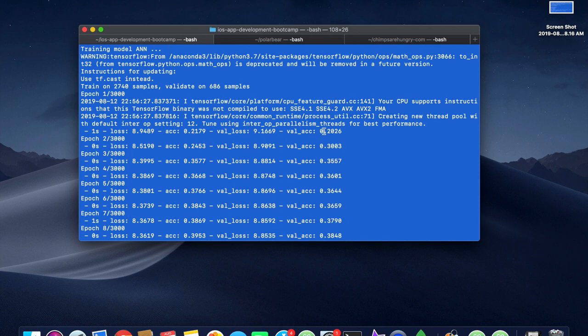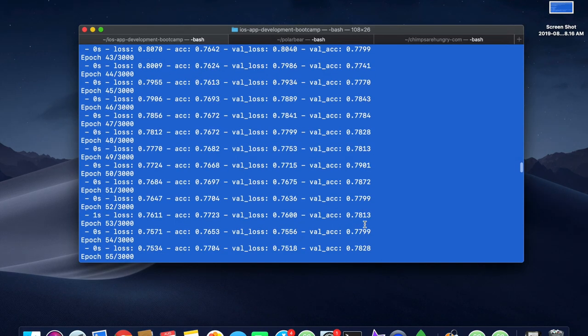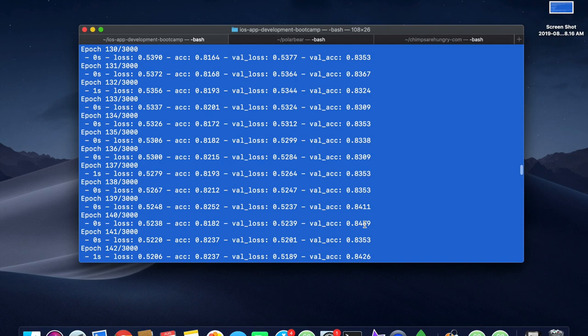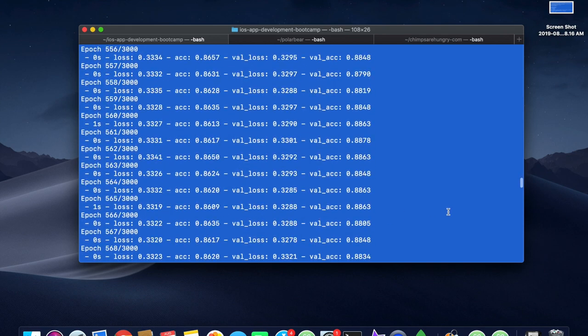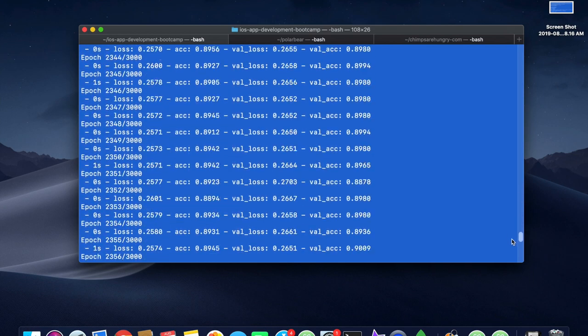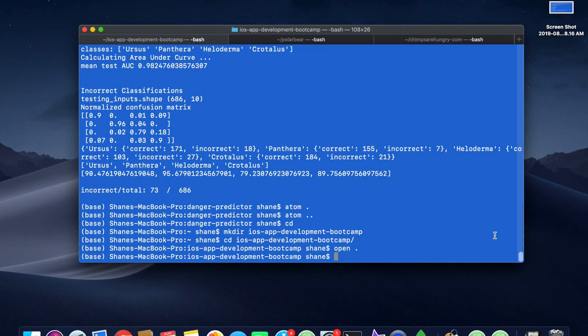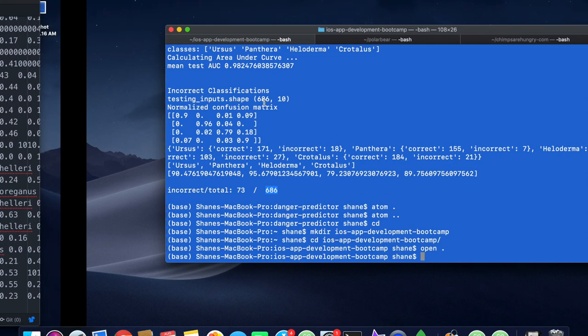Training started. Validation accuracy slowly increased. 60. Oh my gosh, 70, 80. After just 100 epochs, it is way up there. And then it plateaus, stuck at 88, 89 most of the time. It hits 90 once in a while. Incorrect: 73 out of 686.